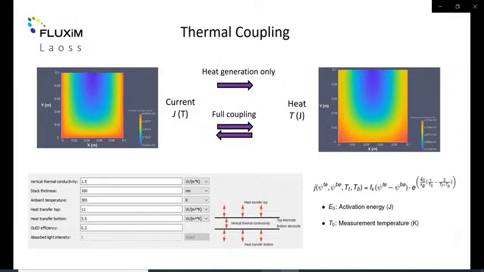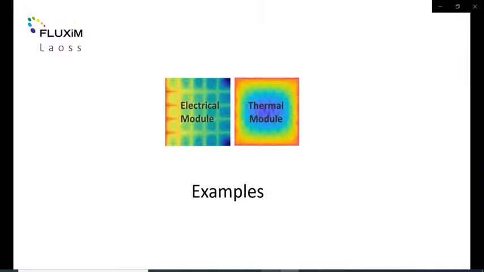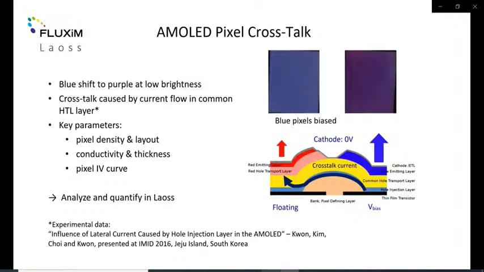When using the thermal module in LAOS, the user can also set some more parameters which define the effect of the electrodes or the heat transfer to the medium above and below the electrode. These are typically well-known material parameters and can be looked up in the literature. Let's now look at the application examples that demonstrate the options of electrothermal simulation in LAOS.